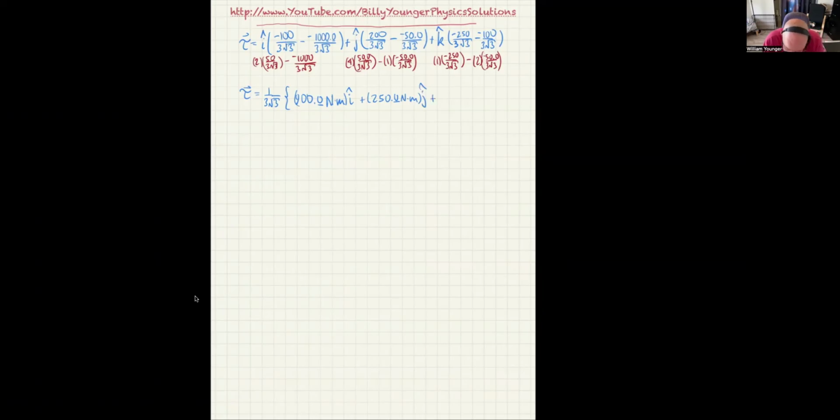And then finally, the last term, I get negative 250 minus negative 100, so that's 100 minus 250, which is negative 150 Newton meters again, and this time it's times K hat. And now I can close the curly brackets. And finally, I can get that the torque is, I could leave it in terms of 3 root 3, but that's not very physically meaningful. So I'm going to take the 900 and divide it by 3 times the square root of 3. Actually, I'll just divide it by square root of 27.